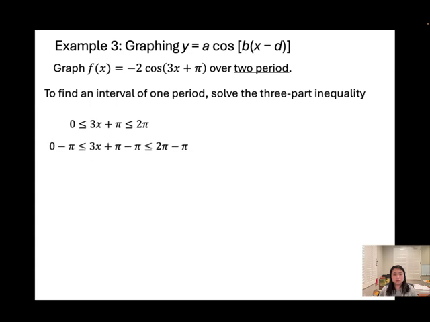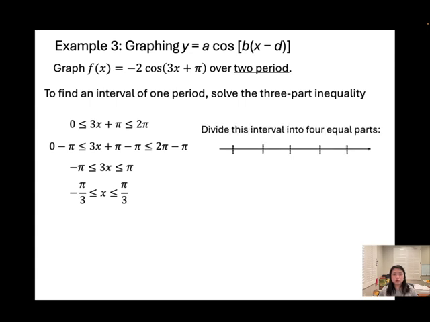Okay, subtract pi. You should get 3x is in between negative pi and pi. And then we're going to divide by 3. So x is in between negative pi over 3 and pi over 3. And then we're going to divide it into 4 equal parts.